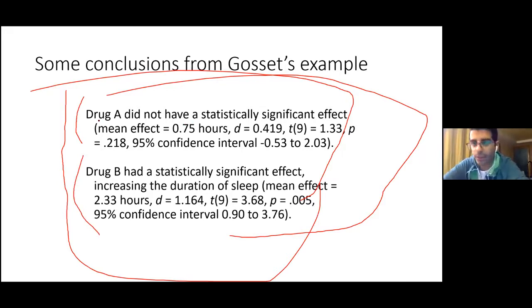This is usually what's mentioned, and he does a really good job of writing this, because this is what you read in articles. So, drug A did not have a statistically significant effect. Okay, so already we should expect the p-value to be more than 5%. And if we go to the p-value, it's going to be 0.2, which is 20%, which goes with our thinking.